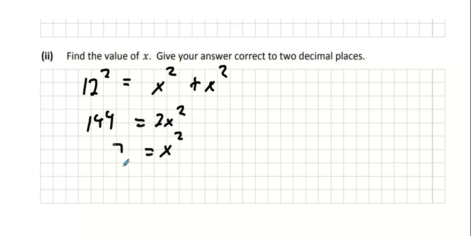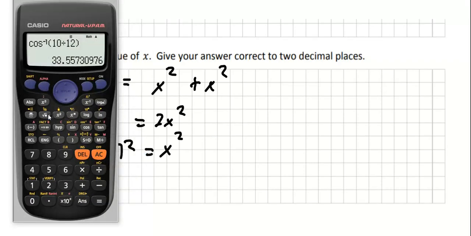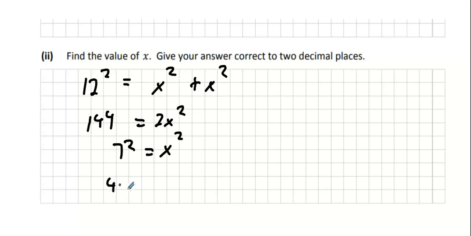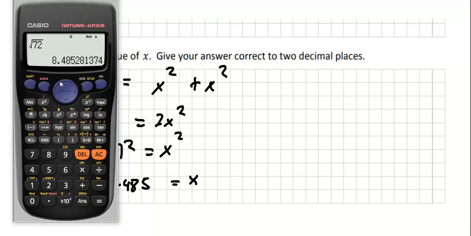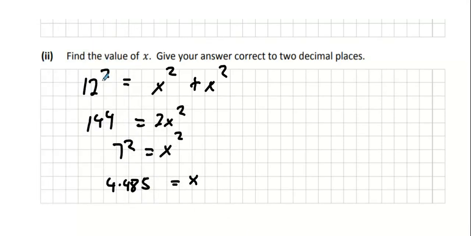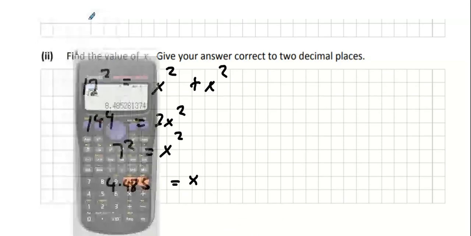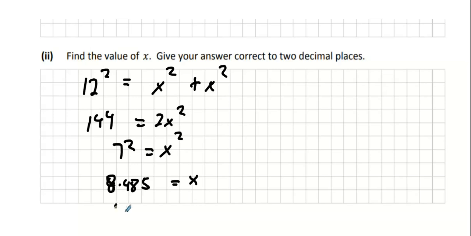x squared equals 72, and the square root of 72 is 6 root 2, otherwise known as 8.485. Be careful with that now. That will round off to 8.49. My fault, give me a sec. 8.49. Don't know where I'm going these days. Okay, there you go.